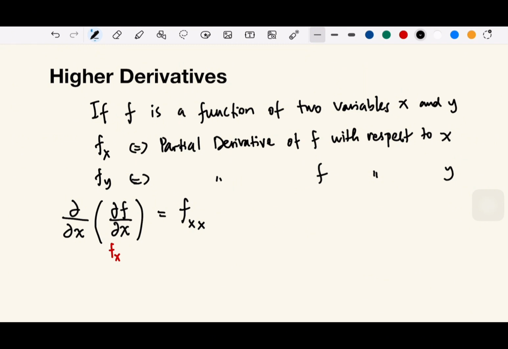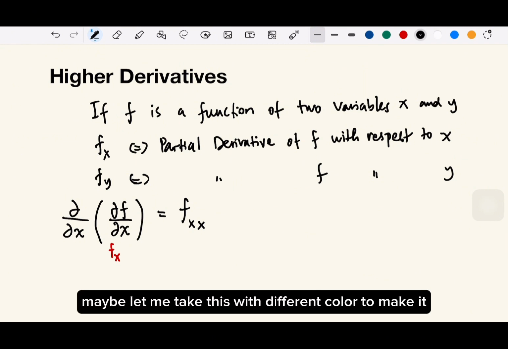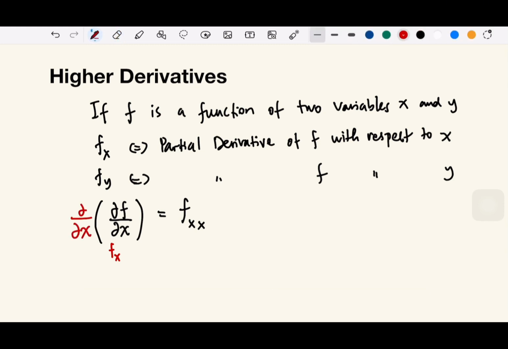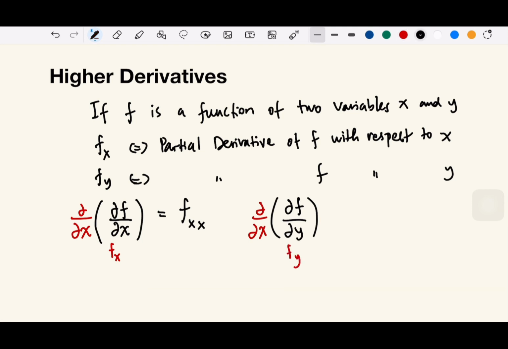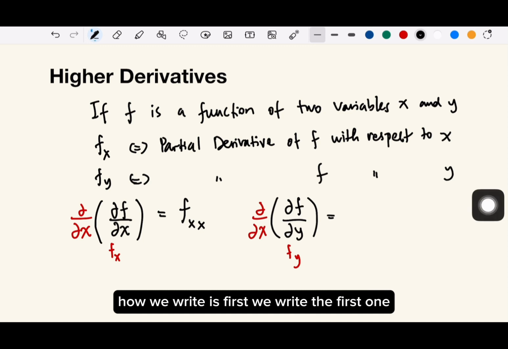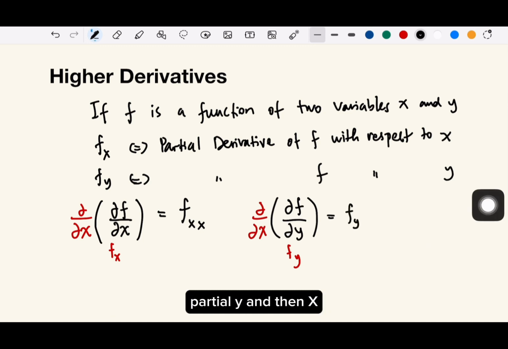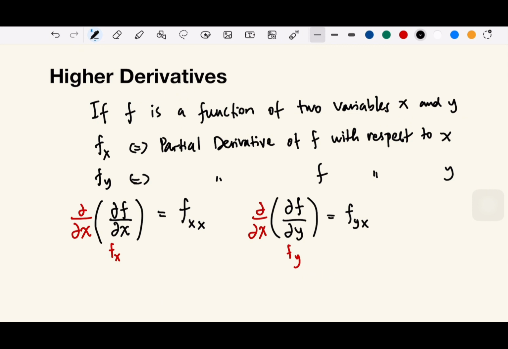And then, maybe let me take a different color to make it clear. If we have partial y, and then we partially derive with x, how we write it is, first we write the first one, partial y, and then x. So this is the order. We partially derive with y, and then partially derive with x.